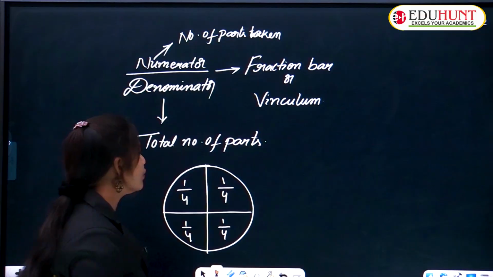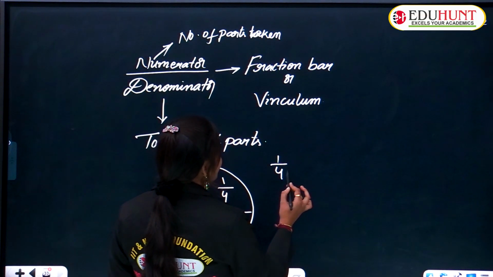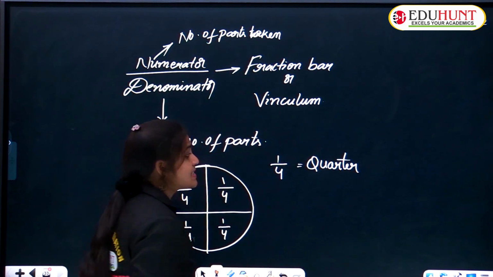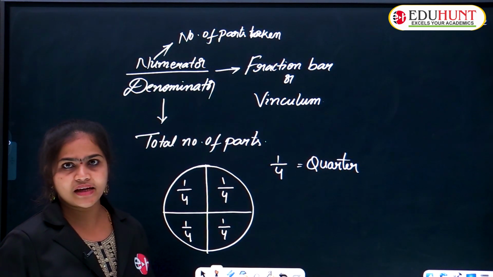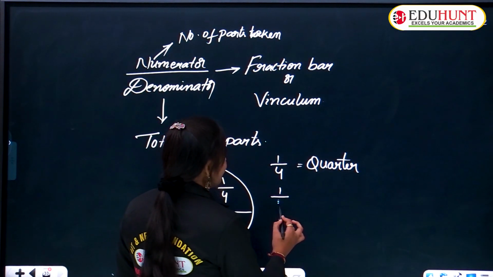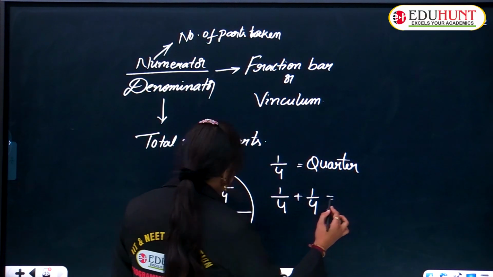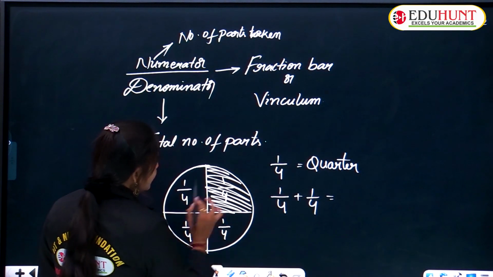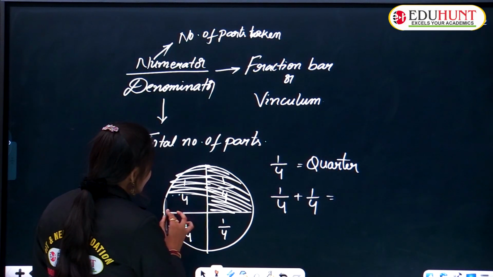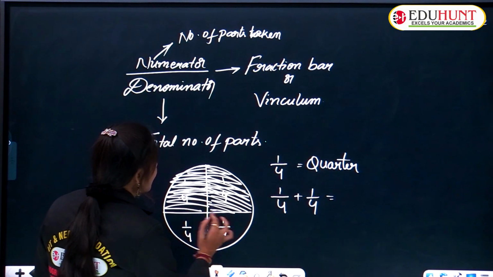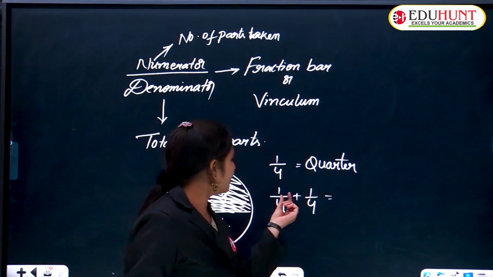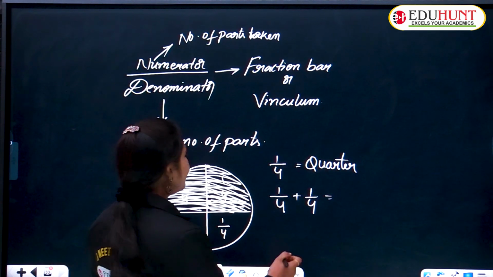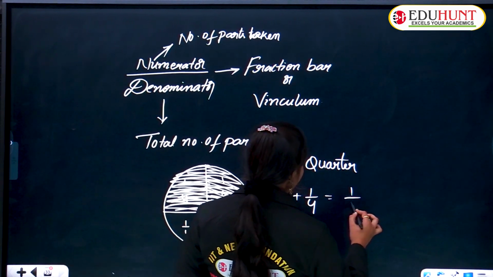Now, what will we call 1 by 4? We will call it a quarter. Quarter means 1/4 part. Now, 1 by 4 plus 1 by 4, how much will you get? 1 by 4 means this part, this is a quarter. Now I want to take one more 1 by 4. Now the total part, how can we say? Here half of the part is shaded, so we can say 1 by 2.